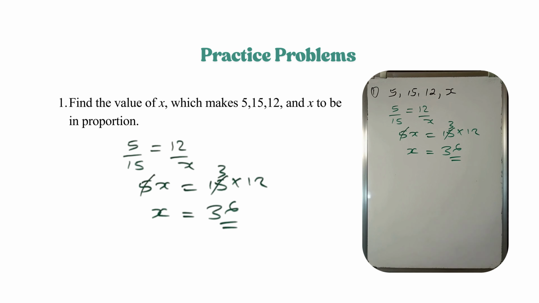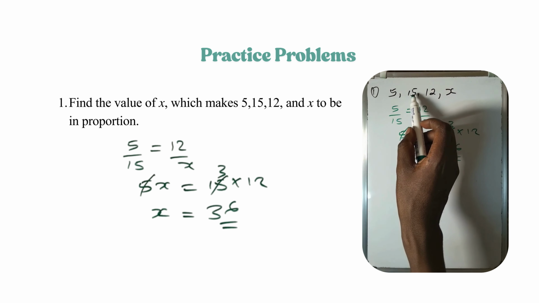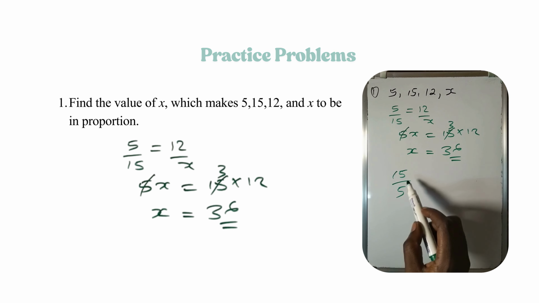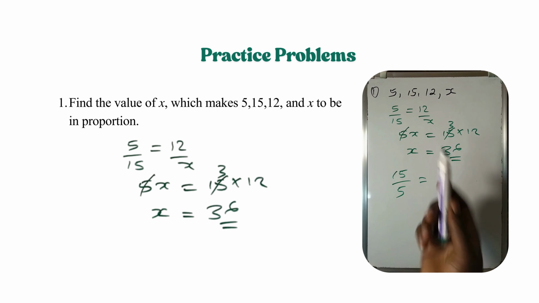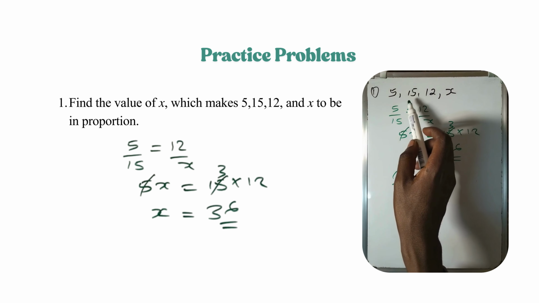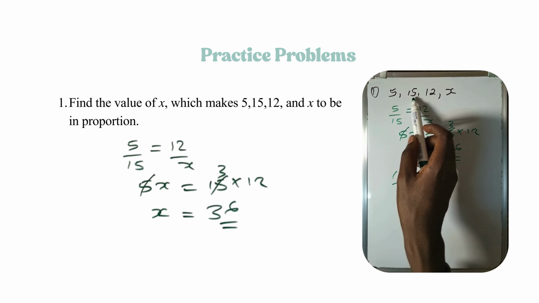And what if you decide to divide 15 by 5 instead? If you start by the second number, you start by the second number on the other side too. If you start by the first, you should start by the first. We started by the first, which was 5 over 15, so here we also start by the first, which was 12 over x.